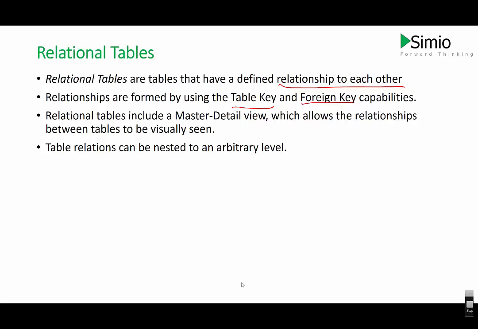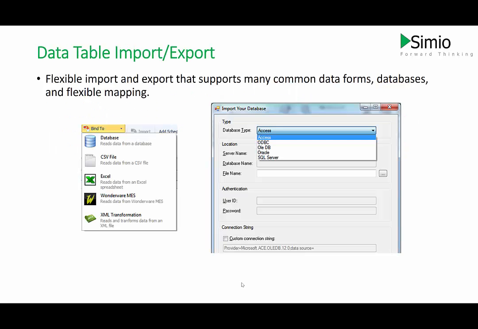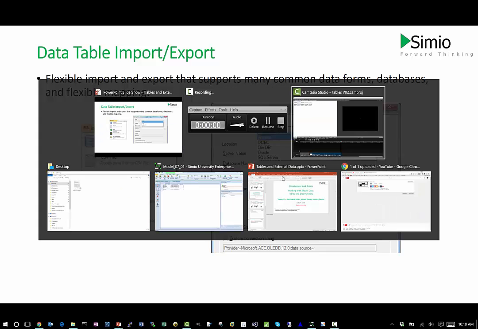What we are going to do, the final thing that we're going to do in this video, is talk a little bit about data table import and export. There are very flexible importing and exporting options in Simio that let us bind data tables to a variety of sources. You can see here we have a database, a CSV file, Excel, the Oracle MES, an XML transformation, and so on. And under the database type, again, we have several different options. We're just going to do a very simple process here.